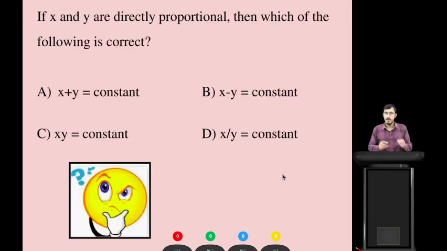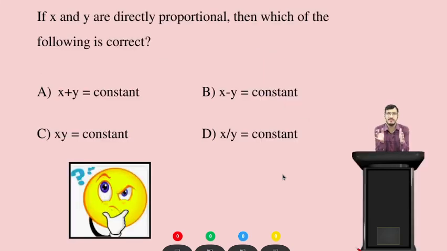Okay, now it's question time. I have a question for you. If x and y are directly proportional, then which of the following is correct? I am giving you 30 seconds. Which option is correct here? Option A, x plus y is equal to constant. Option B, x minus y is equal to constant. Option C, x y is equal to constant, and option D, x upon y is equal to constant. Which option is correct here?